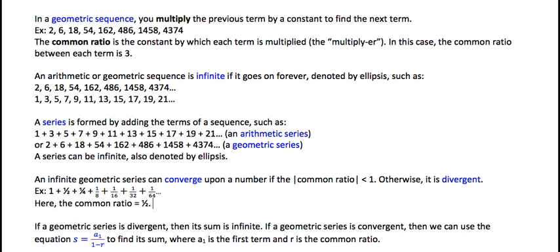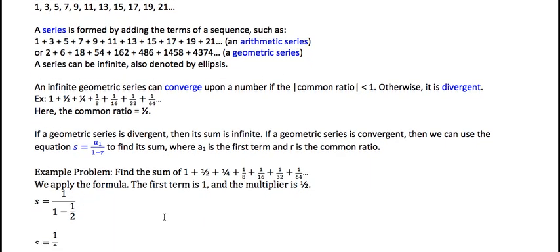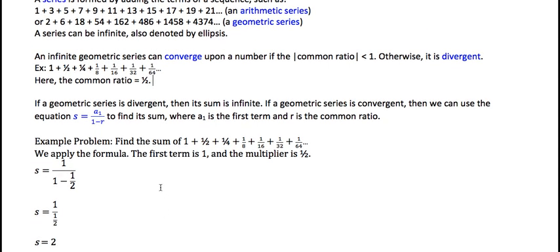And now, you may be wondering, well, how do we find the sum of this infinite geometric series? Well, if this series is divergent, like this one, for example, where the common ratio is greater than 1, then the sum is infinite. But if it's convergent, we have a very convenient formula where the sum, S, is equal to the first term over 1 minus the multiplier. Let's take a look at one or two examples. So here, we have to find the sum of this series, and it is convergent, so we can use the formula.